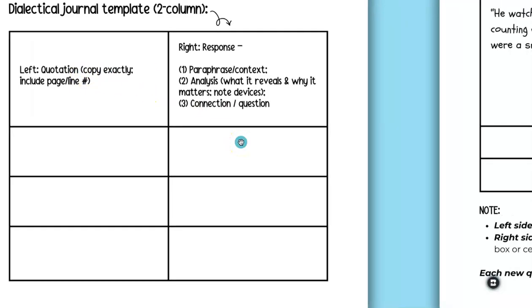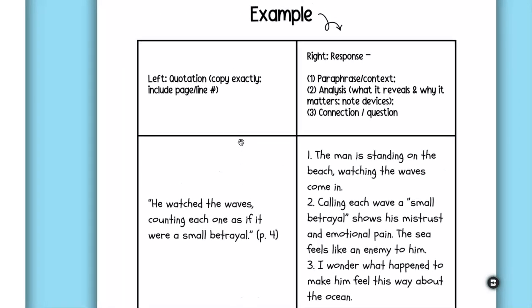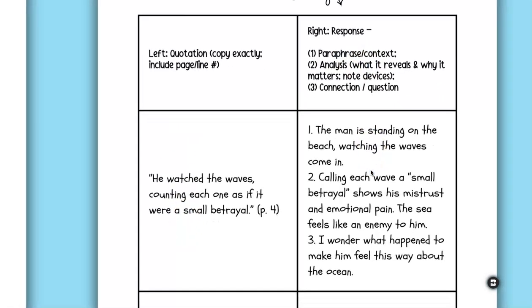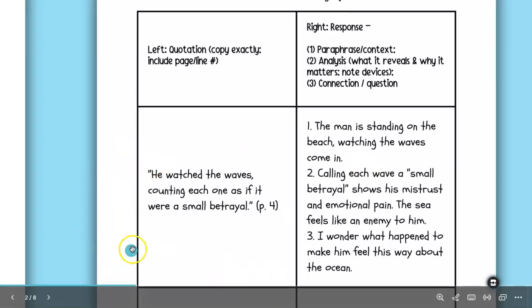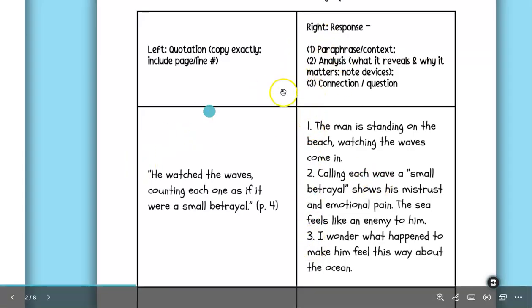And so let's take a look over here so that you can see what that looks like. So again, here's my chart. I've got what we put in the left corner and then what we have in the right. So let's take a look at this example in more detail. Here's the quote. He watched the waves, counting each one as if it were a small betrayal. And let's pretend that that's on page 4 of whatever text we're using. So notice we're going to have this 1, 2, 3, and you can see I've done that. Same row. So all 3 of these things for the one quote.